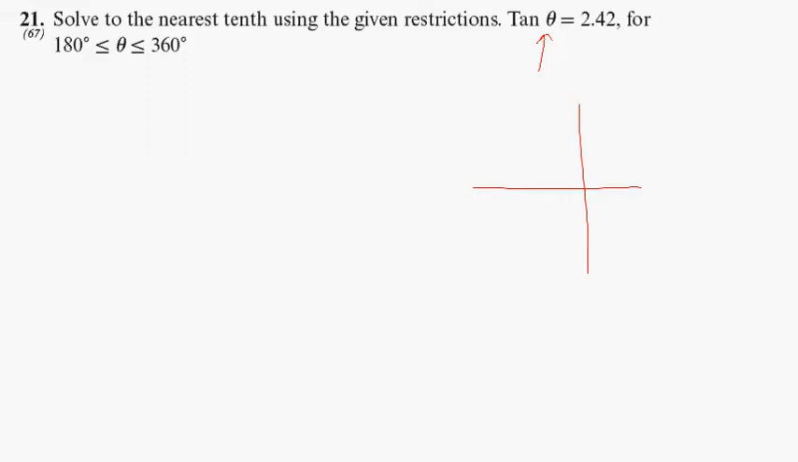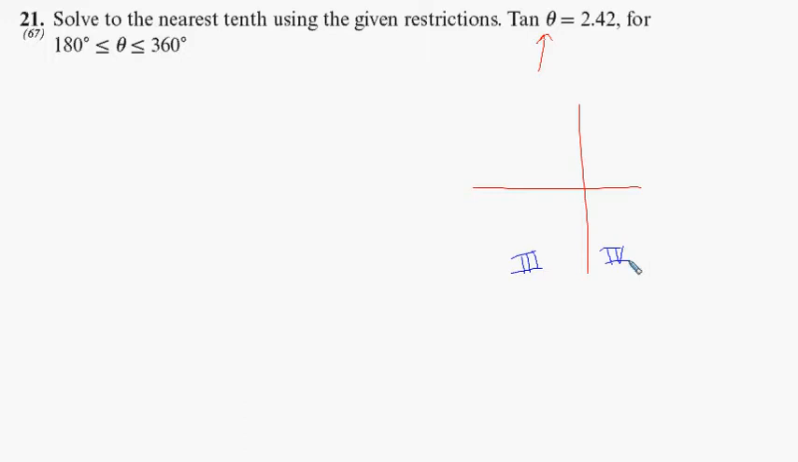It says from 180 to 360. So basically what we're talking about is it's either going to be in quadrant 3 or quadrant 4. Bear that in mind. And 2.42. What in the world does that mean, right? Okay, so what I'm going to start out with is just finding what the tangent is that gives us 2.42. So what degree measure is that?